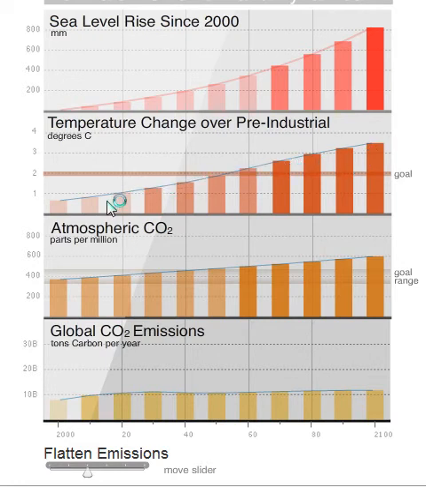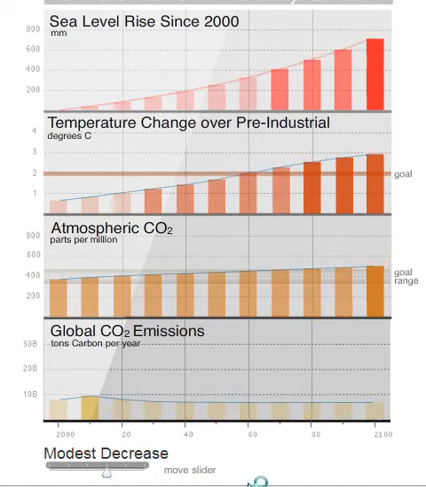You can see that. So it hits this catastrophic 2 degrees C mark by 2050, even if we say we're not going to increase our emissions anymore. And of course the sea level rise continues to go up exponentially. So that's catastrophe. The next is a modest decrease.